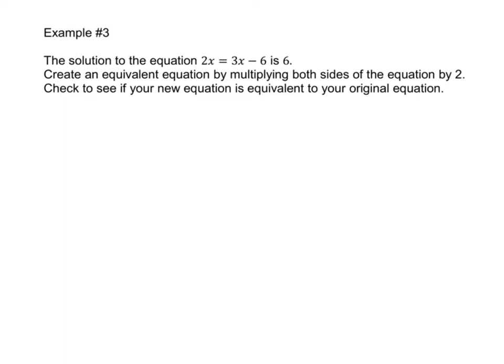All right, again, I'm starting out with an equation here. 2x is equal to 3x minus 6. I'm telling you that the solution to this statement is 6. Let's do a quick check, make sure I'm right. If x were 6, 2 times 6 would be 12. This would be 3 times 6 is 18. 18 minus 6 is also 12. So yes, 6 is the solution to this.